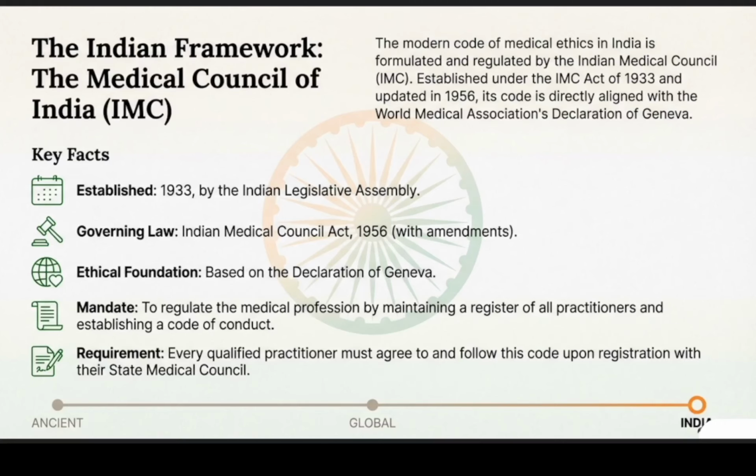So now we have an Indian framework, that is the Medical Council of India, MCI, right? Now it was established in the year 1933. We have a governing law, that is the Indian Medical Council Act, 1956. And remember, this is based on the Declaration of Geneva.